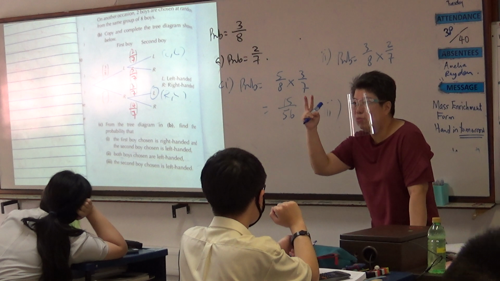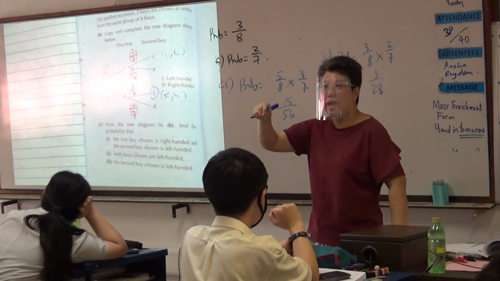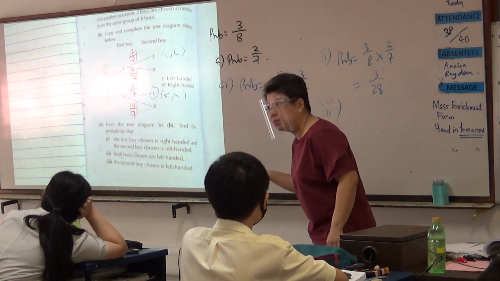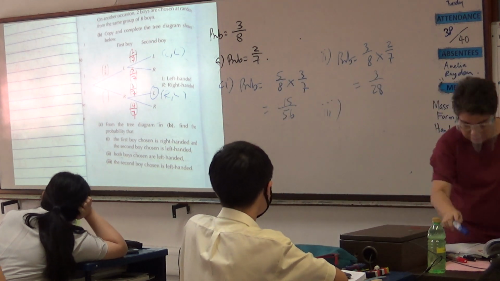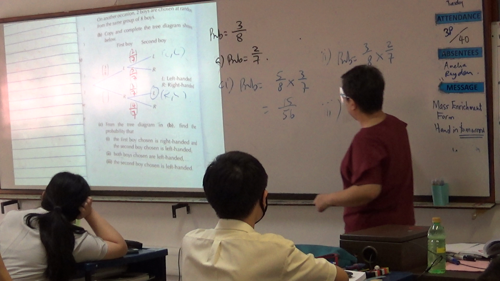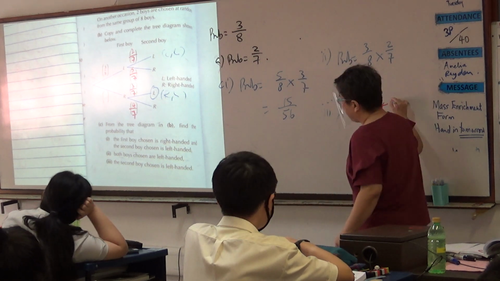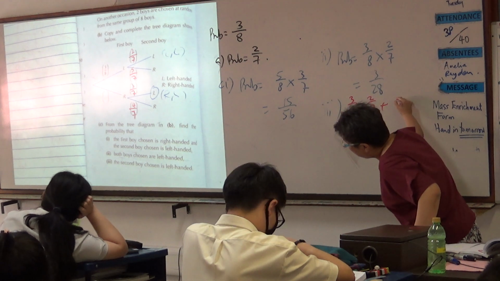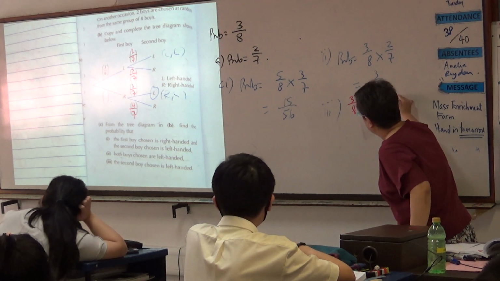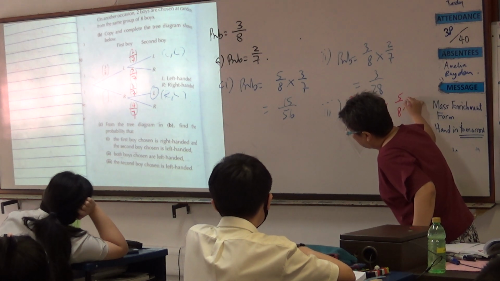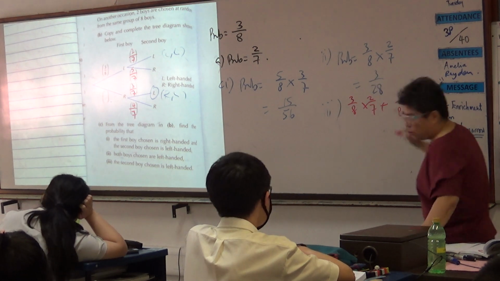Agree, class? There are 2 possible cases. The first one you choose is left, then left for the second one, or right and then left for the second one. Agree, class? So there are actually 2 possibilities. So what do I have here? I will have 3 over 8 times 2 over 7 plus, what do I have here? 5 over 8 times 3 over 7, right?